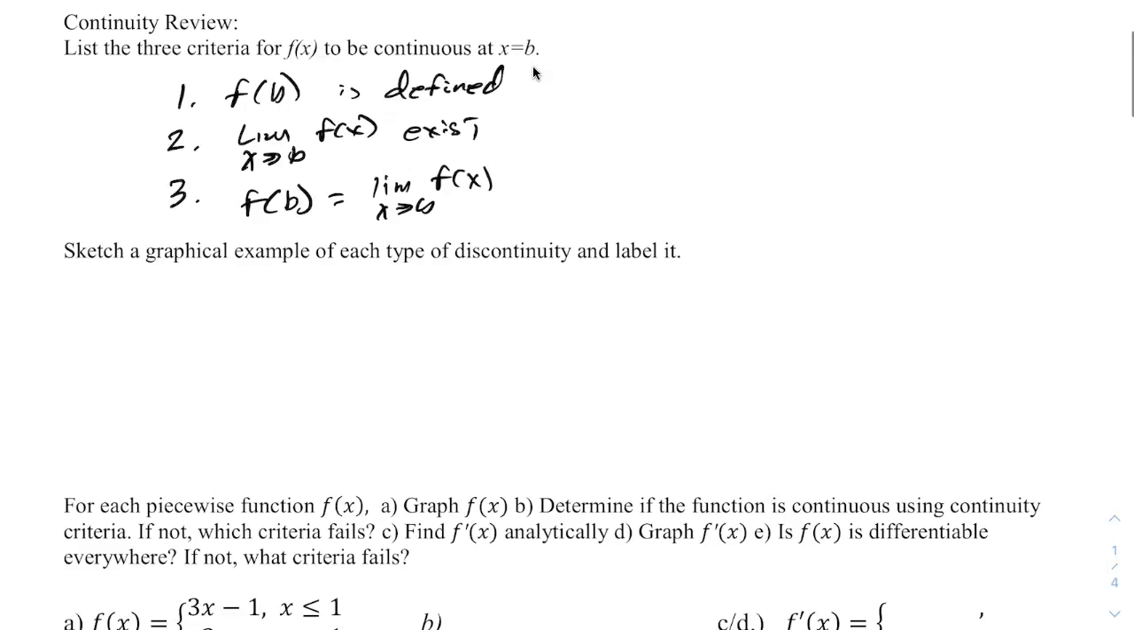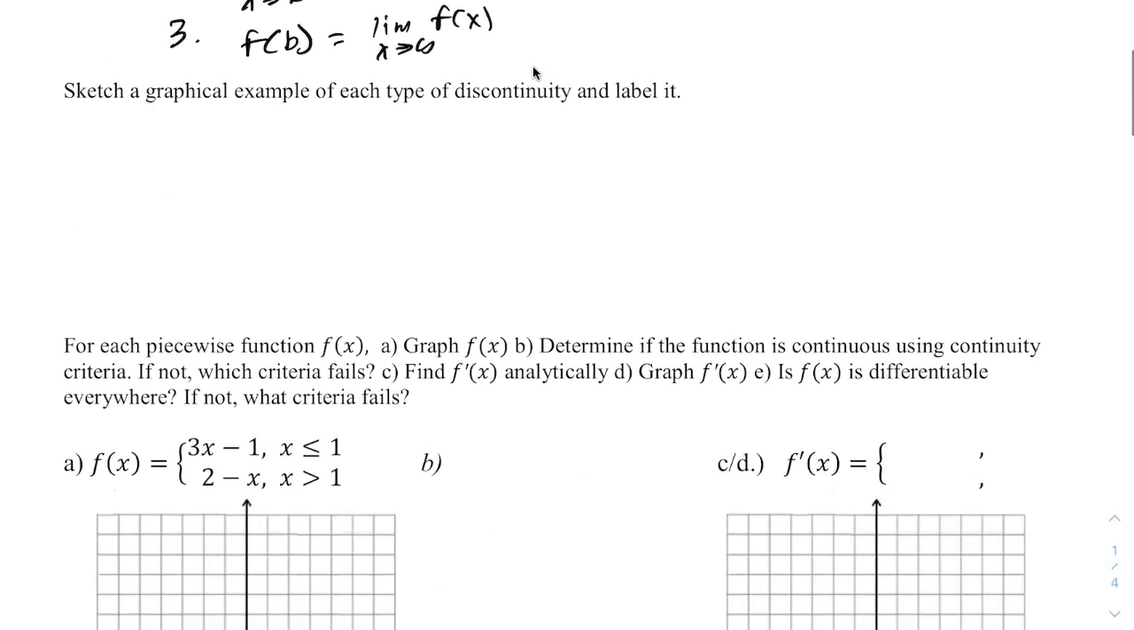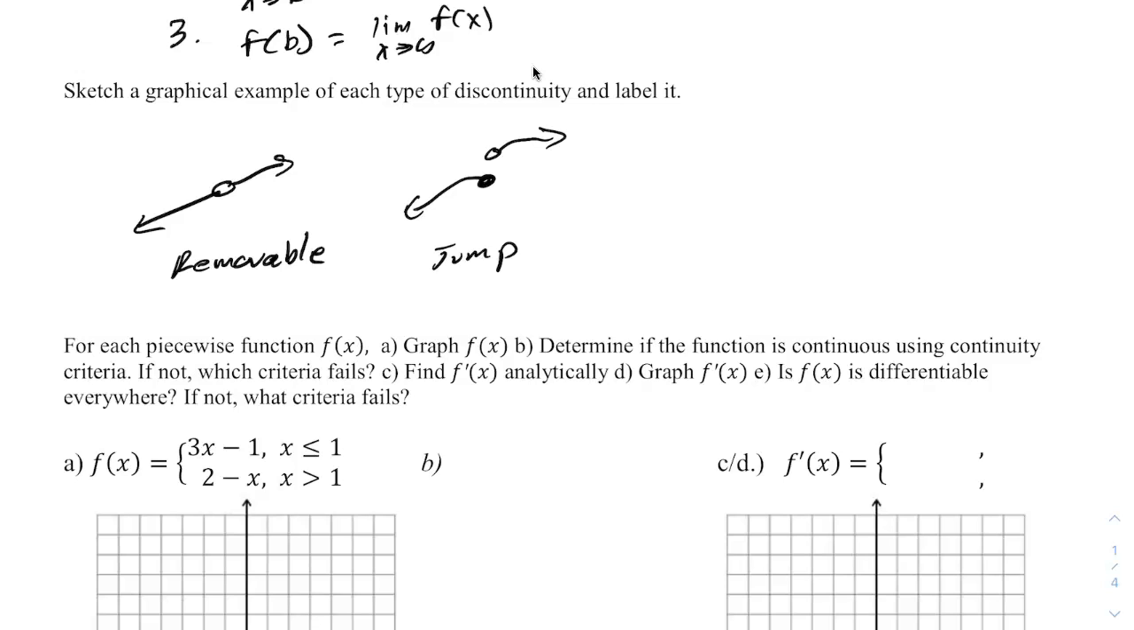So f of b has to equal the limit as x approaches b of f of x. Now, sketch a graphic example of each type of discontinuity and label it. Okay, so we have the hole. Remember, the hole is not actually called a hole, it's called removable. We could have the jump, probably the thing I always think of when I think of discontinuity. And then we have the infinite, which is the vertical asymptote.